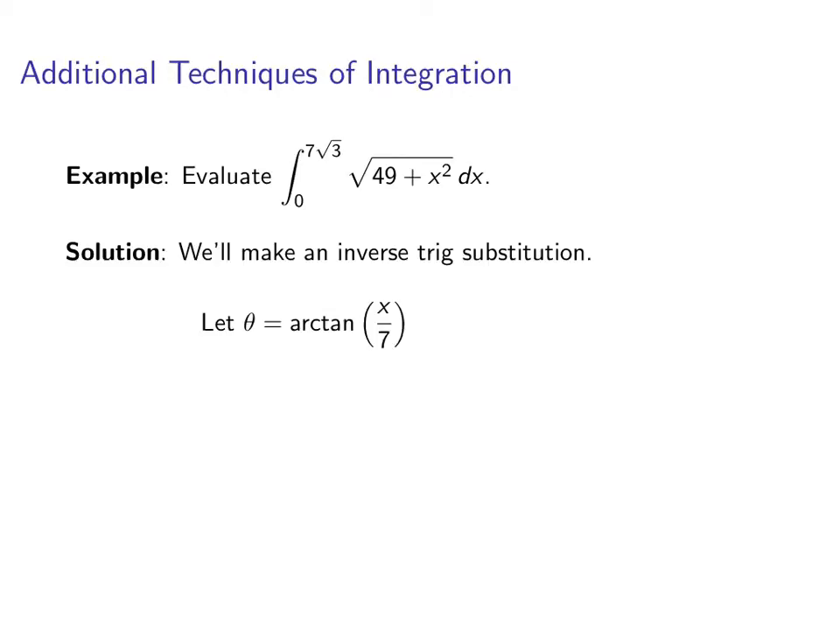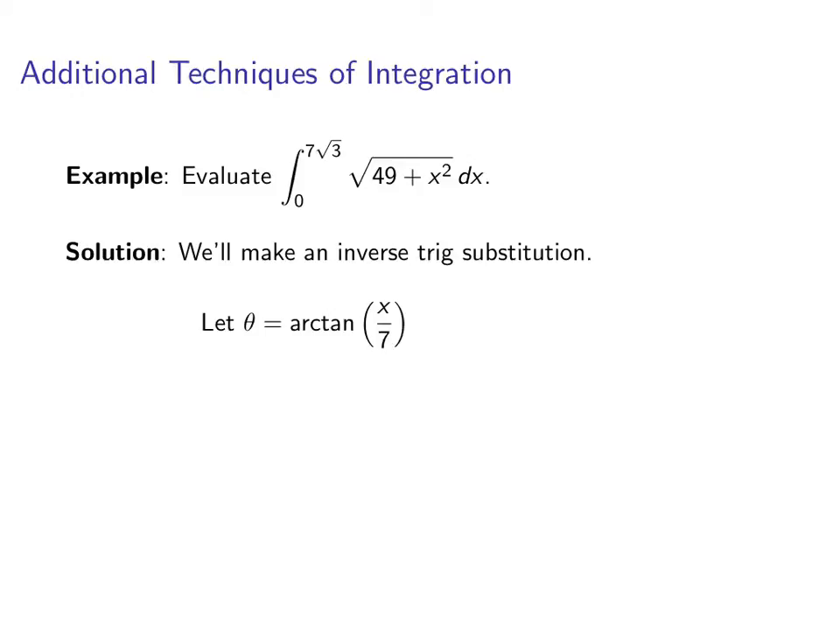Hello, calculus fans. Let's try to evaluate the integral from 0 to 7 root 3 of square root of 49 plus x squared dx. This calls for an inverse trig substitution, the type that's an arctangent because we're adding two things inside the radicand. So we're going to let theta be equal to arctangent of x over 7.